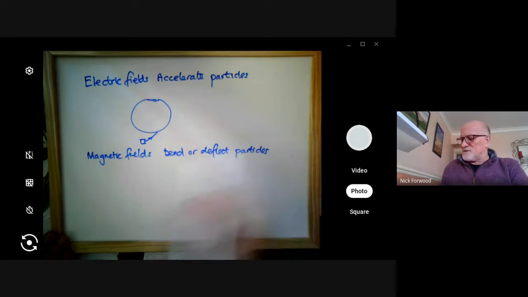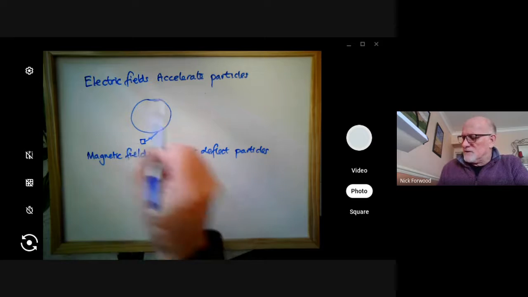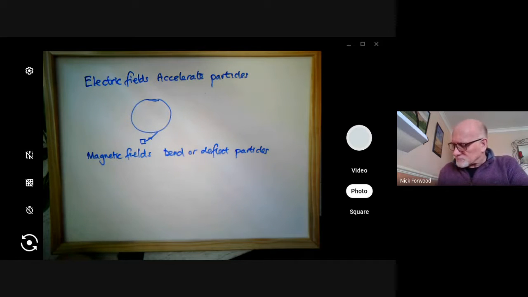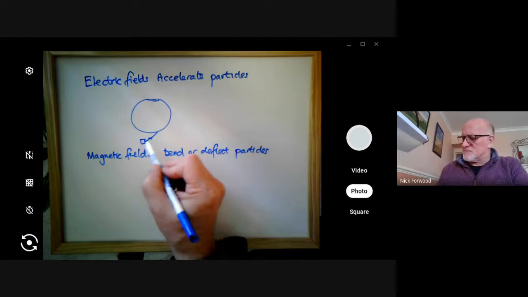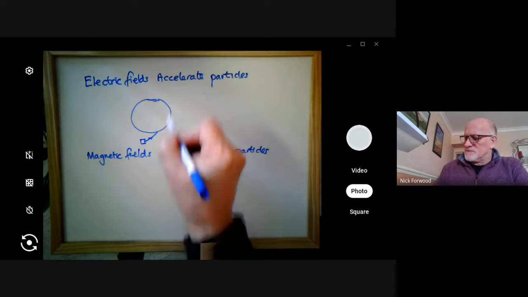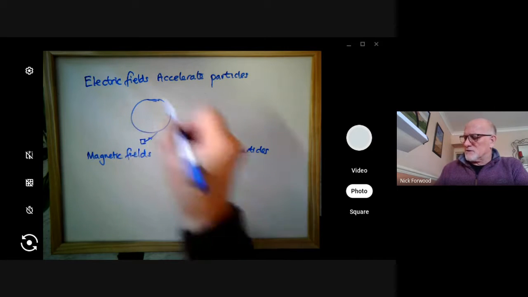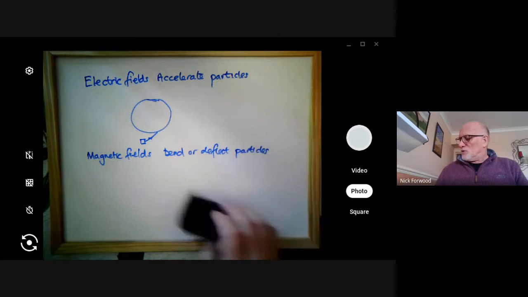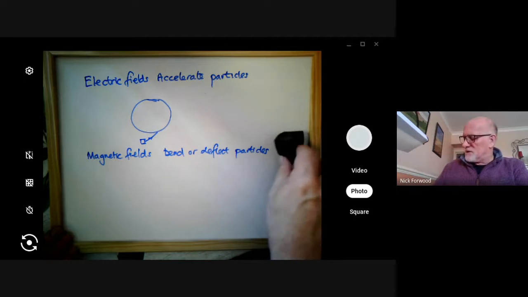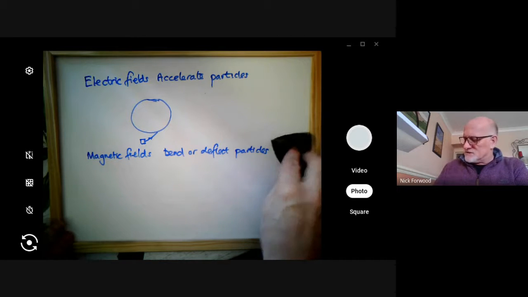So what you've got in your accelerator, if it's like the Large Hadron Collider, is you've got a combination of electric fields and magnetic fields both working together, one to get the particles up to speed, and the magnetic fields keep them going round and round in a circle. Otherwise, the particles would just want to travel in a straight line. But we'll be doing some more about that with another lesson that will be completely on different types of particle accelerators.